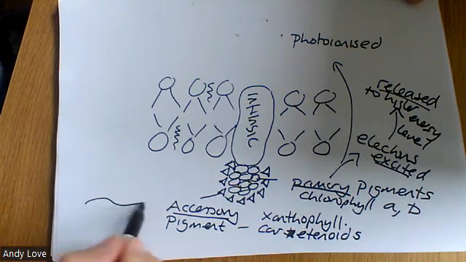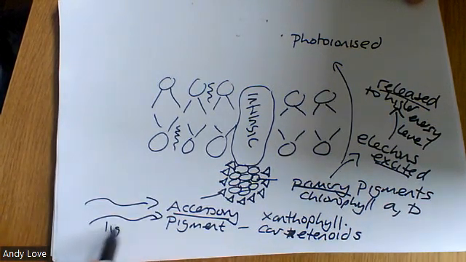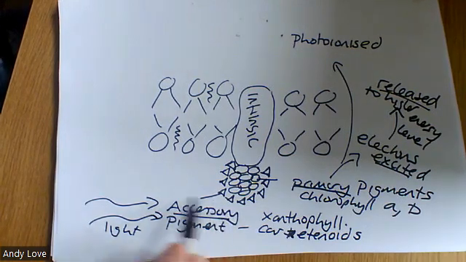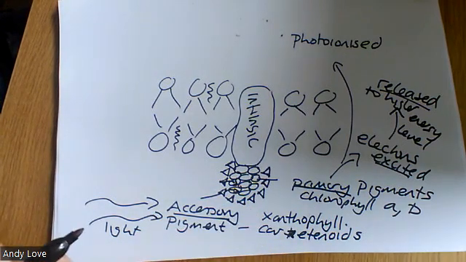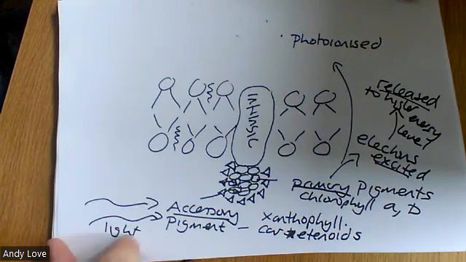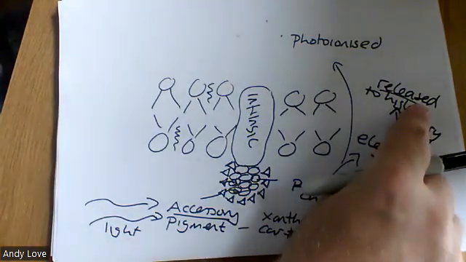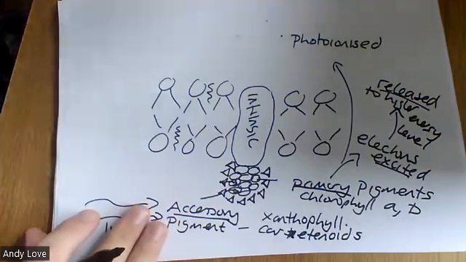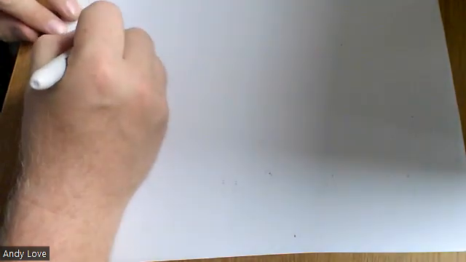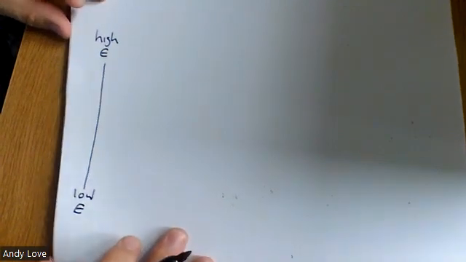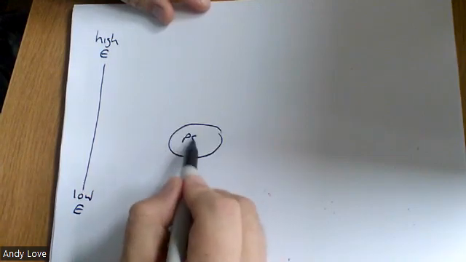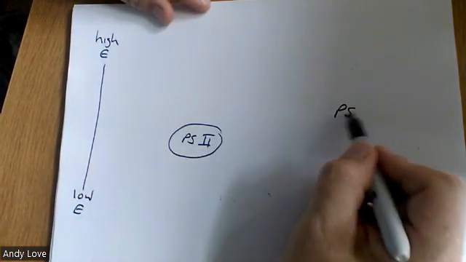Now, if the light hits the accessory pigments, they absorb the energy, but all they do is pass the energy on to the primary pigments. And it's the primary pigments that get excited and release electrons to a higher energy level. So let's put the side of the paper as high energy, all the way down to low energy. There are two types of primary pigments, which we're going to call PS2 and PS1.